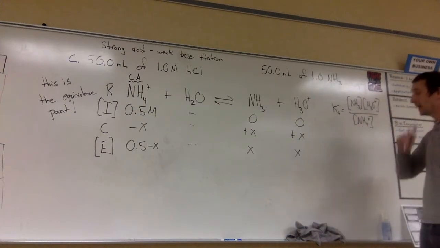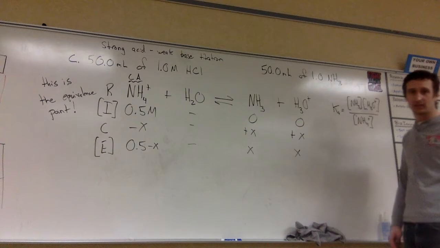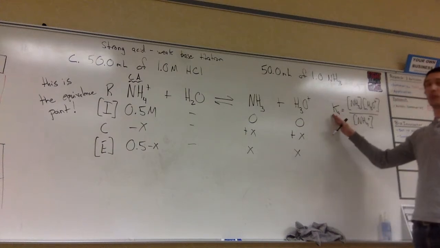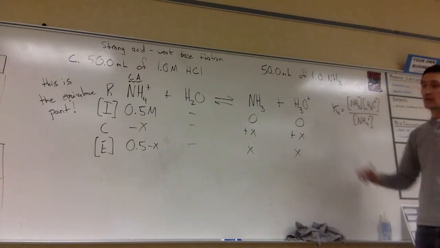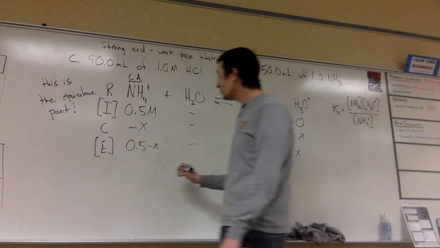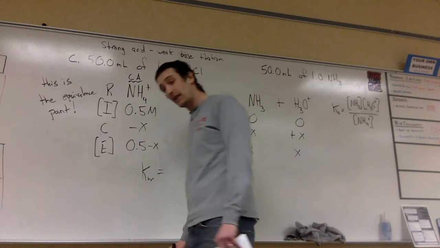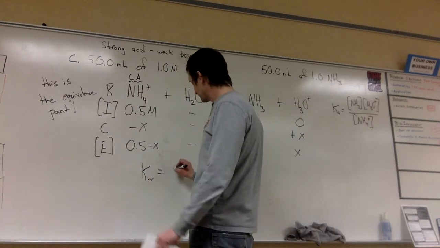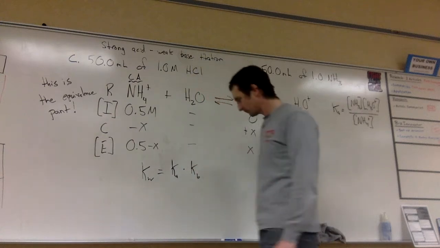So we've got our Ka expression. Now here's the catch on this. In this problem, you were actually not given the value of Ka. And so it would be impossible to solve this if you don't have the value of Ka. What you need is you need to use Kw to find Ka. Kw is equal to Ka times Kb.